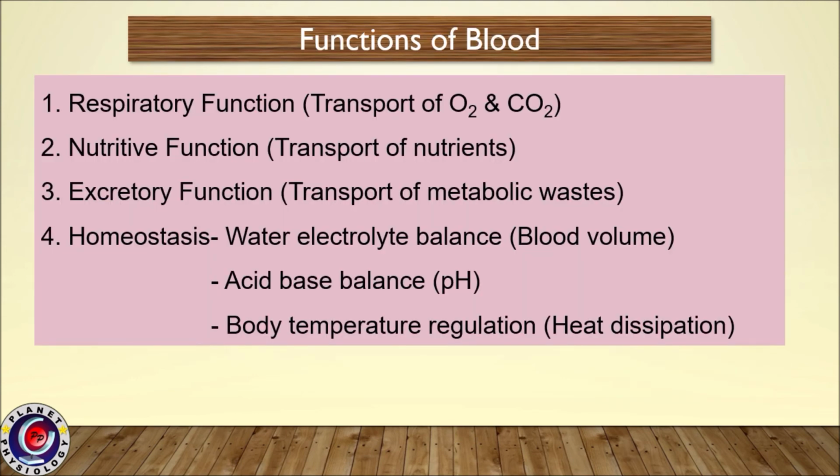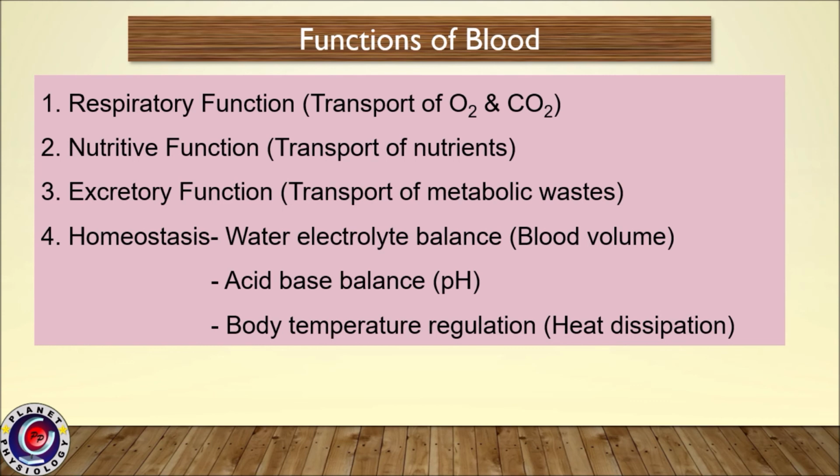Now, let us study the functions of blood. We have finished with the cellular component, we have finished with the liquid component. Together they form blood, so we will now study the functions of blood. The important function is respiratory function, that is transport of respiratory gases like oxygen as well as carbon dioxide. The nutritive function is because blood is the means by which nutrients like glucose and fatty acids are transported to various tissues. Blood is also the means by which excretory products like metabolic waste products, lactic acid, and carbon dioxide are distributed to various excretory organs.